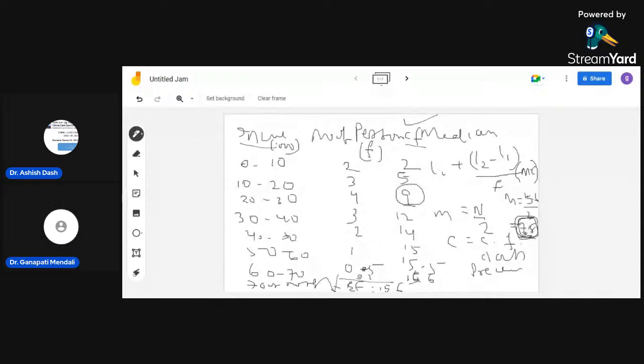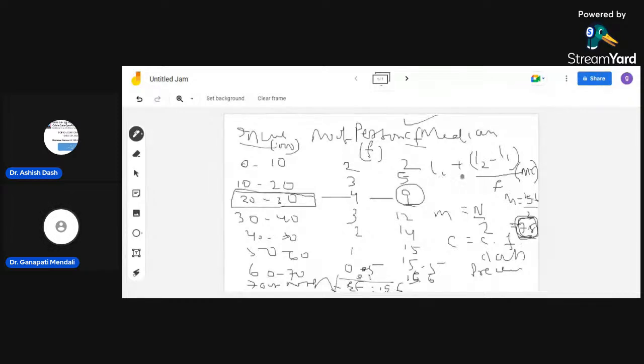So here the median lies in the class 20 to 30, corresponding to this cumulative frequency 9. Median is not 20 to 30, but the value of the median lies in the class 20 to 30.